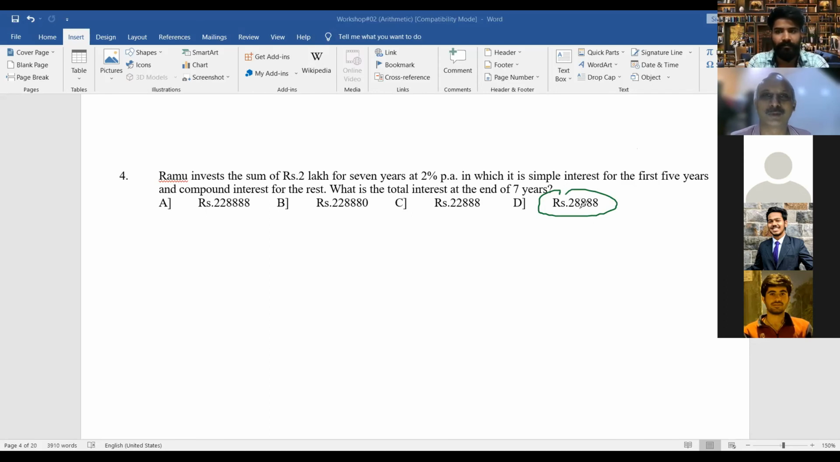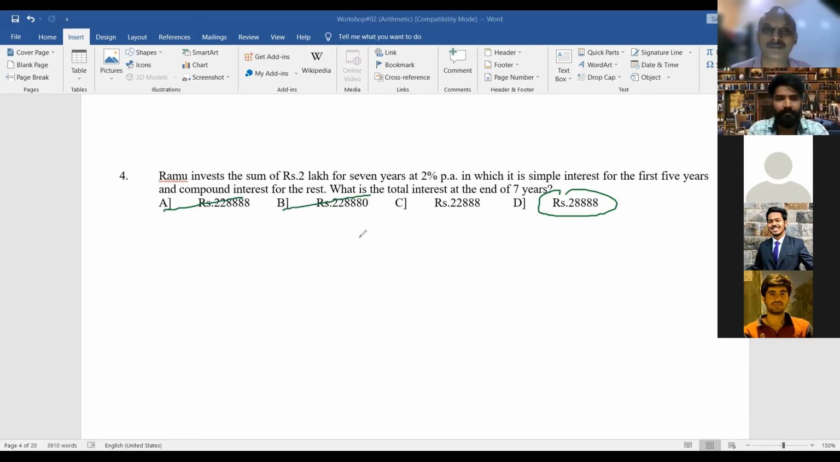That's what is required. And looking at the options, I can clearly say that A and B are ruled out totally. Yes, sir. It's a fight between C and D options. Now, see, because the options are so far apart, we can safely assume that it's simple interest for the entire 7 years. So 14%. 2% into 7 is 14%, and 14% of 2 lakh is 28,000. So it will be slightly more than 28,000. It cannot be the C option.